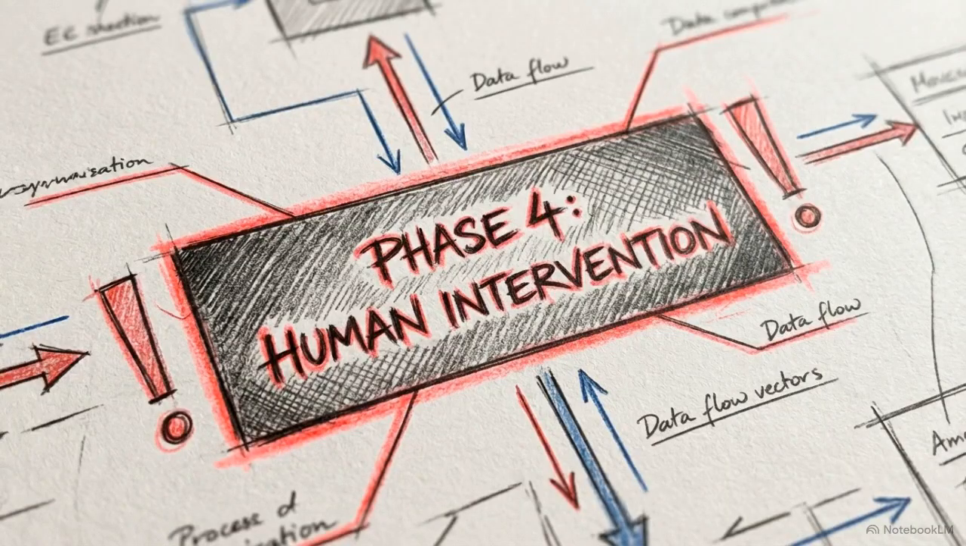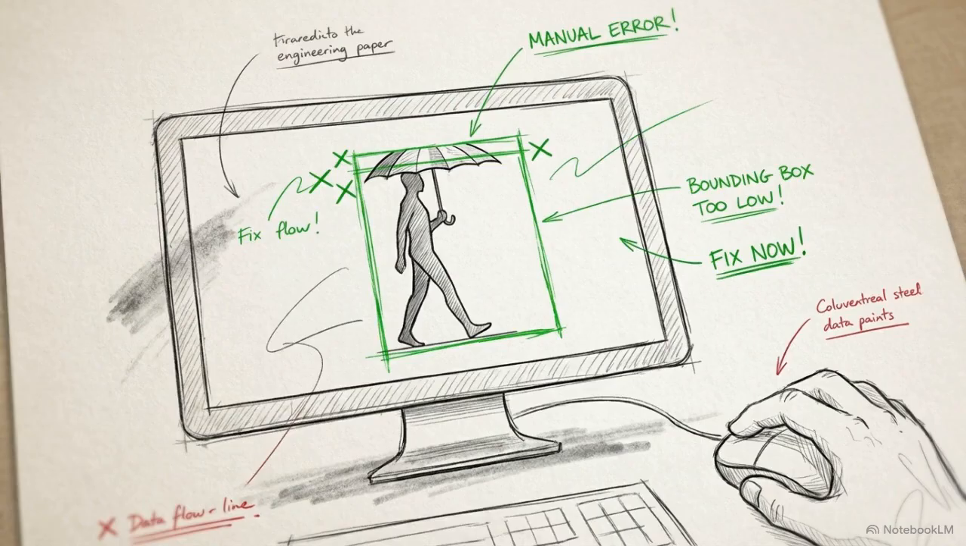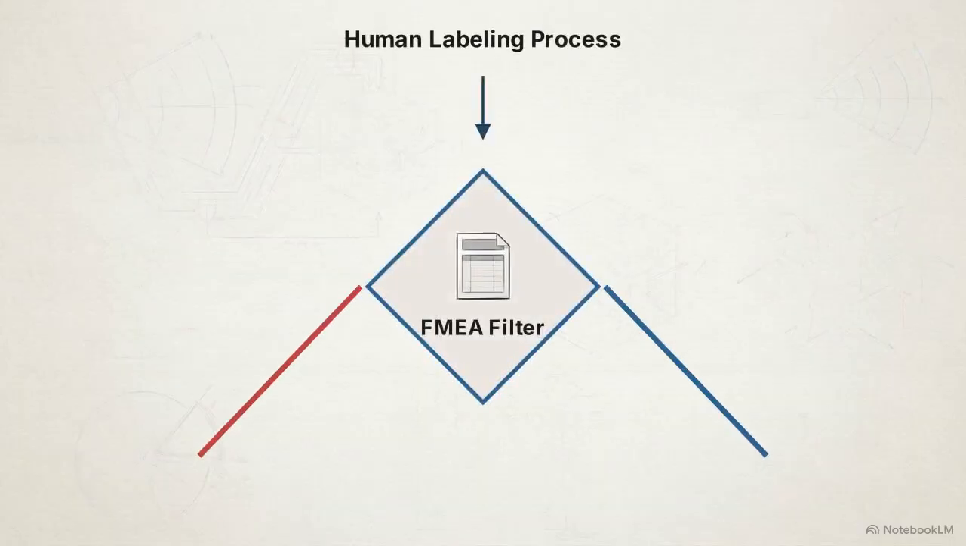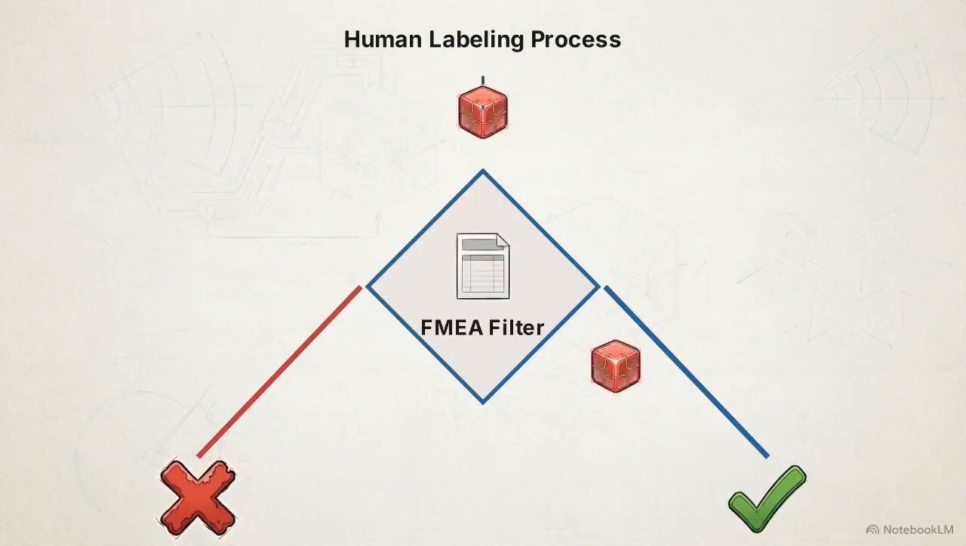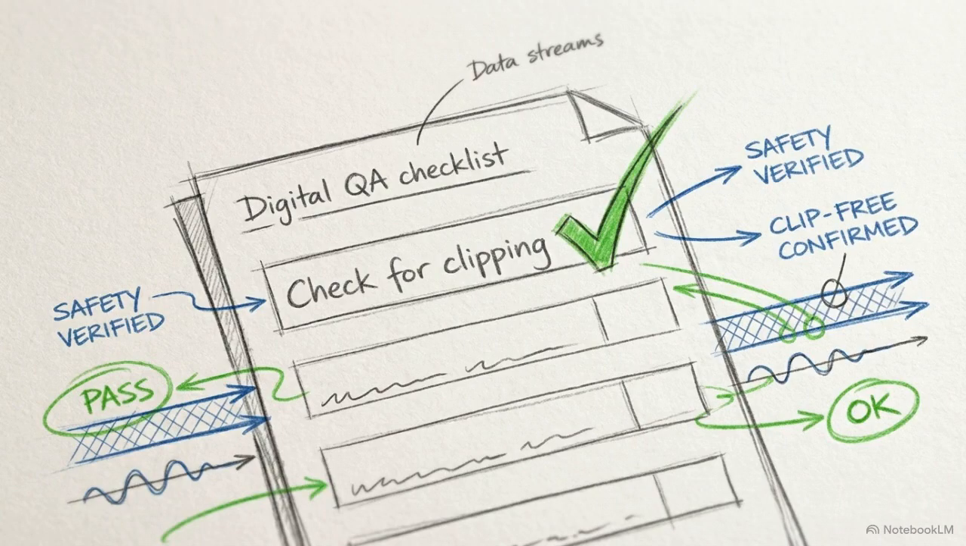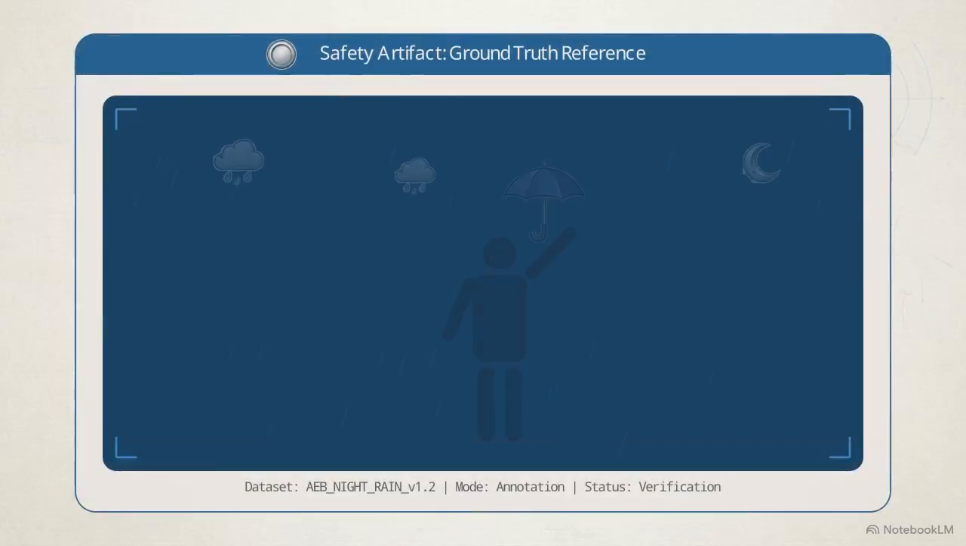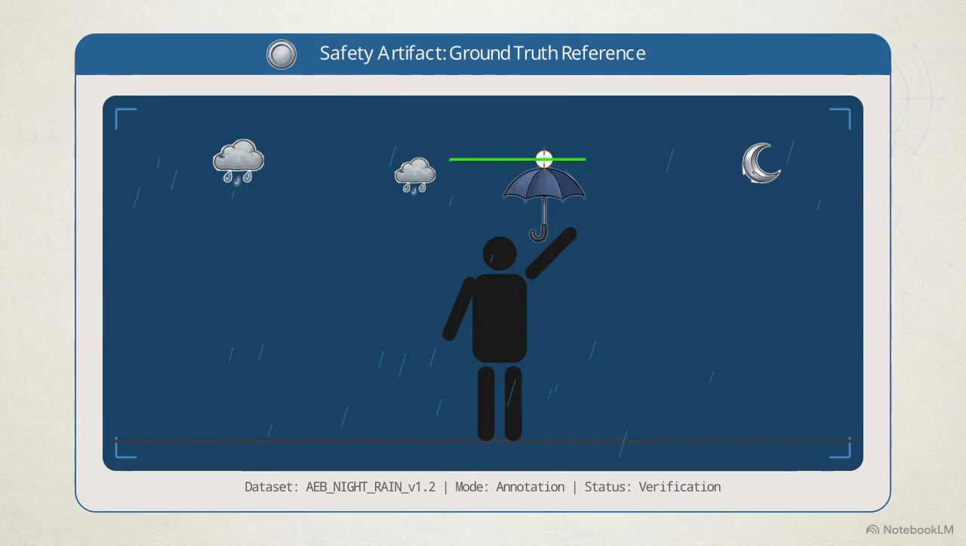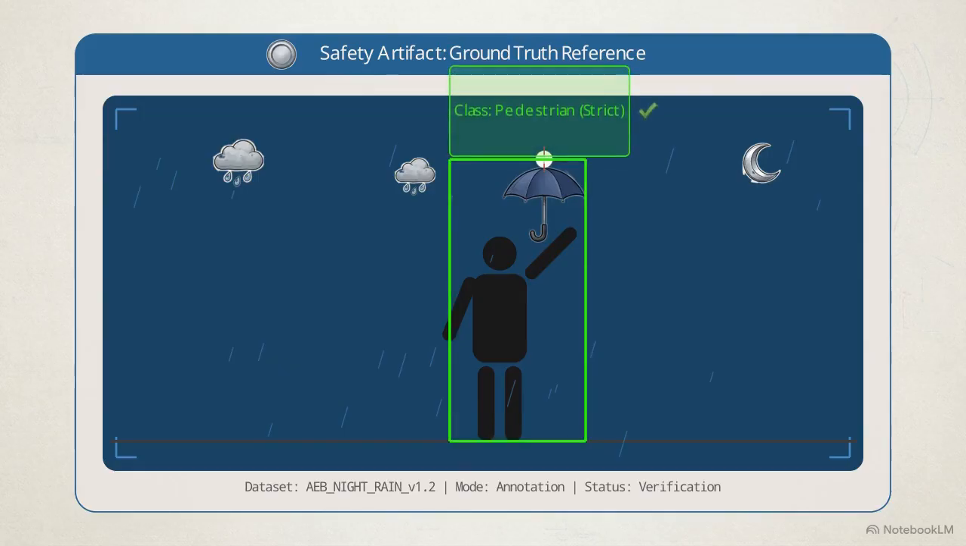Step 4, Implementation, introduces a significant point of failure. This phase involves manual data labeling, which is inherently prone to human error. To mitigate this, teams apply an FMEA framework directly to the human labeling process. This identifies potential labeling errors before they are ingested by the model. For our AEB case, this results in a rigid labeling rule. The bounding box must explicitly include both the tip of the umbrella and the pedestrian's feet.